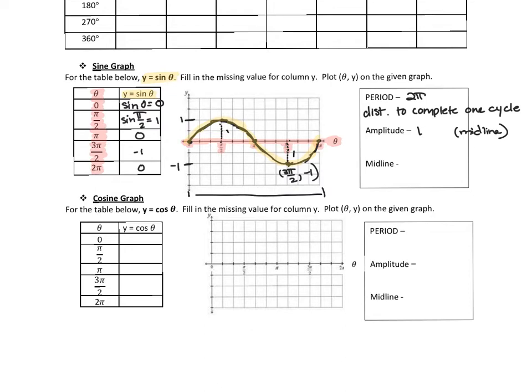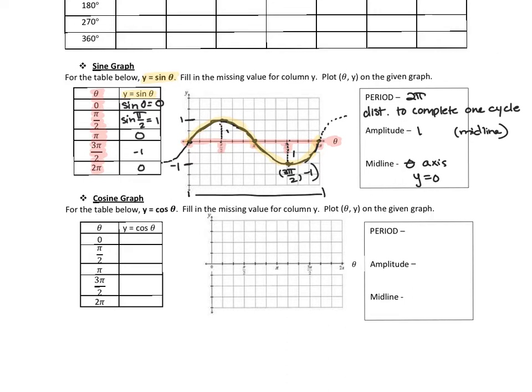And the midline is the line that goes through the middle of my graph. In this case, it was my theta axis, which is where my x-axis is. That's the line y equals 0. So this sine graph, we'll talk about in our Zoom, but it continues on. This is a cyclical curve. So what you're looking at is one cycle of it, one portion of it between 0 and 2 pi.